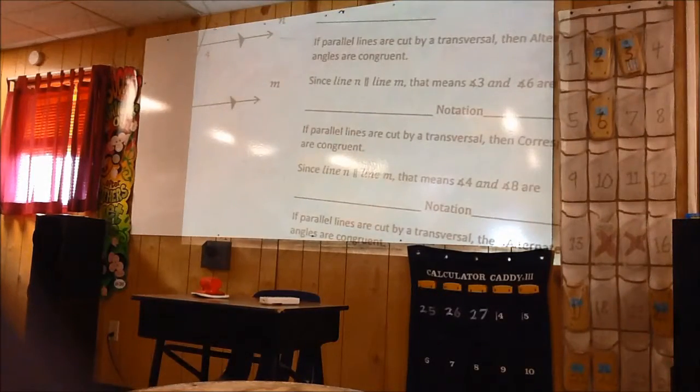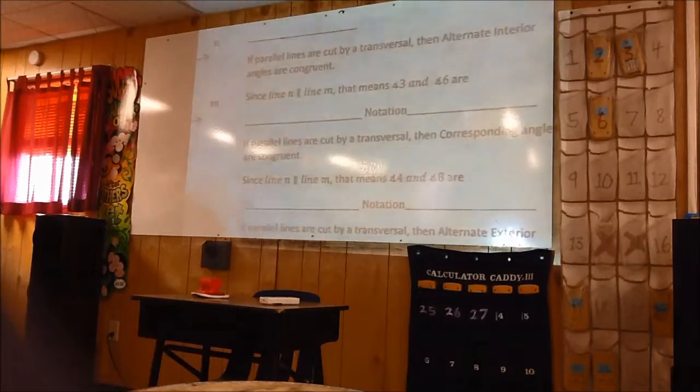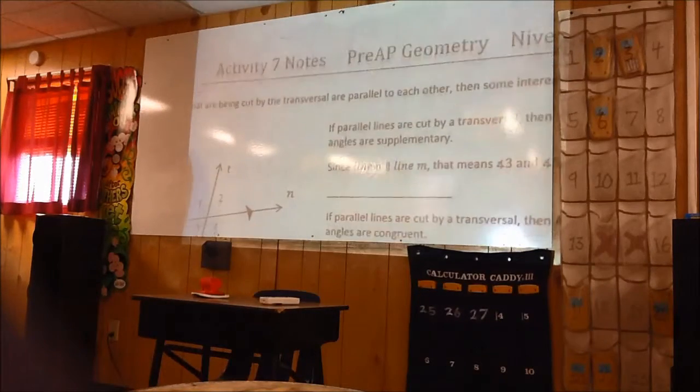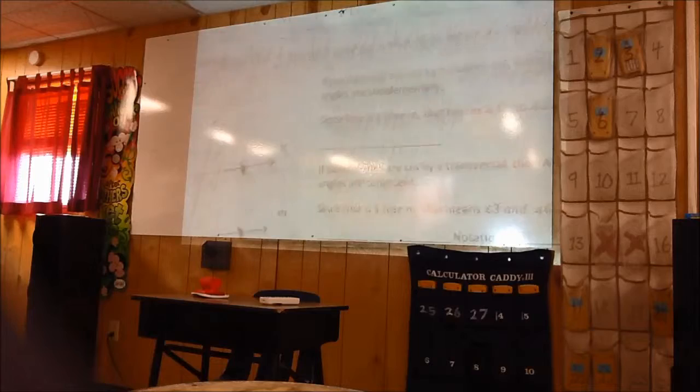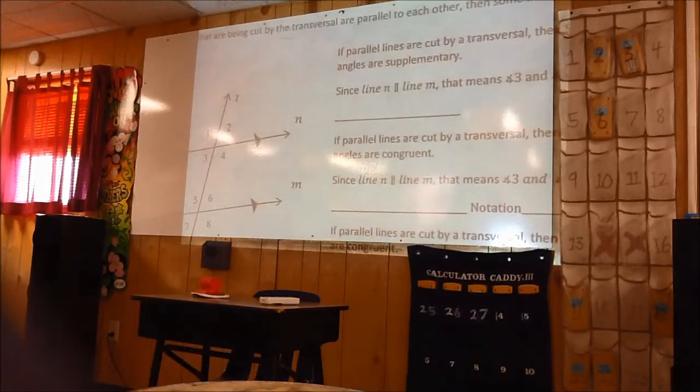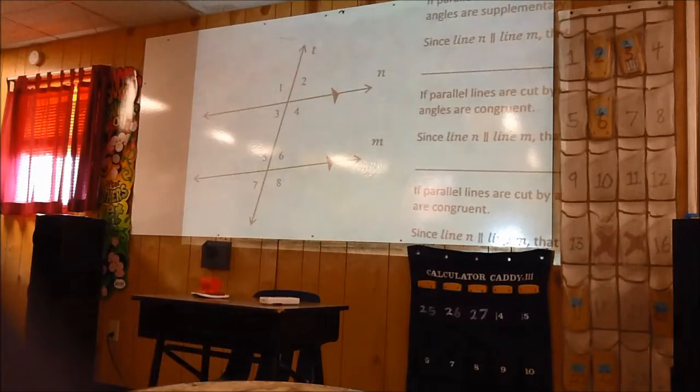Now that we know these four special types of angles, when we're comparing these two different intersections, when lines are parallel that are being cut by a transversal, some interesting things start happening. And that's exactly what that sentence at the top of the page says. That when the lines that are being cut by that transversal are parallel to each other, then some interesting things start happening.